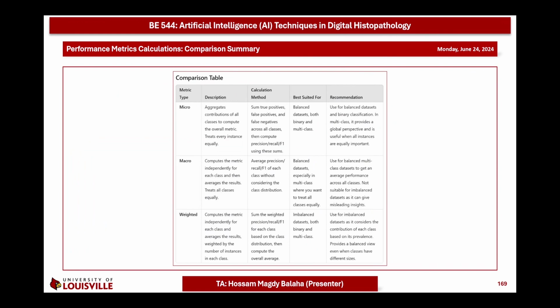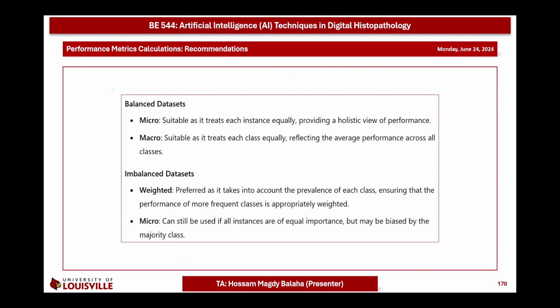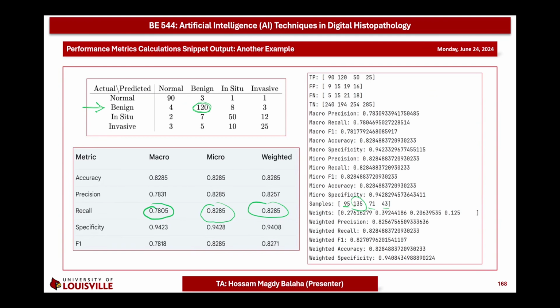You can see that there is a huge gap between the metrics. So when to use each of them? There is a comparison table between the 3 metrics, the description of them, and the recommendation of using each of them. And for simplicity, if you have a balanced dataset, you can use micro or macro. And if you are using an imbalanced dataset, you can use weighted or micro. As you see here, the micro and weighted for the imbalanced dataset look similar in most of the metrics, such as here they are close, and here they are close.